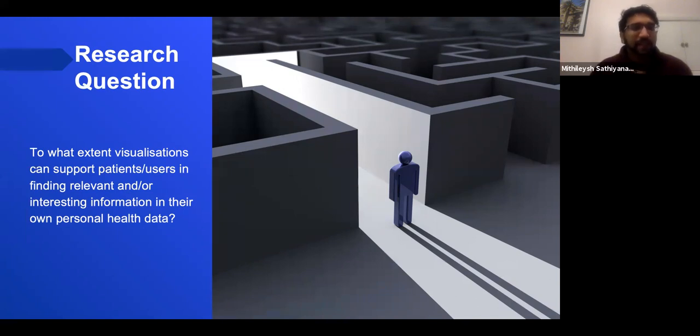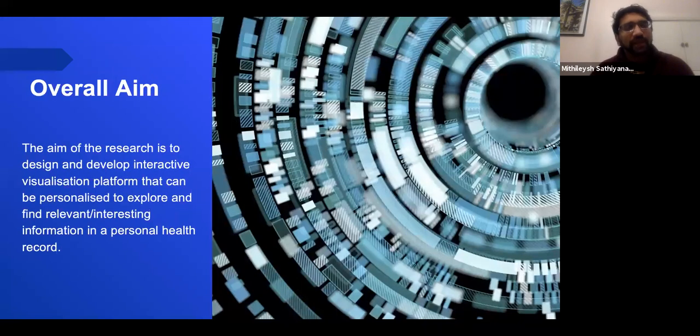So we started thinking to what extent visual analysis or visualizations can support patients, users, or healthcare professionals in finding relevant or interesting information in their own personal data. So that's a very high-level research question. And the overall aim is to design and develop an interactive platform that can be personalized to explore and find relevant or interesting information in a personal health record.